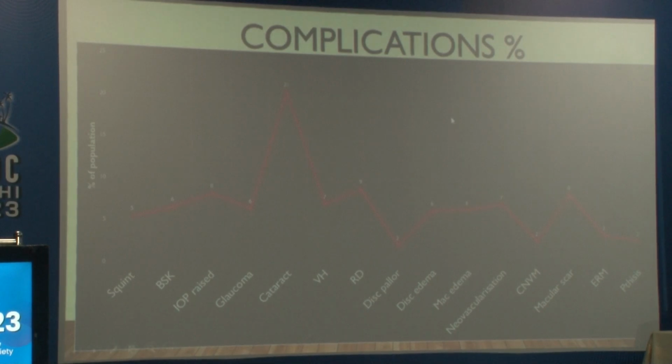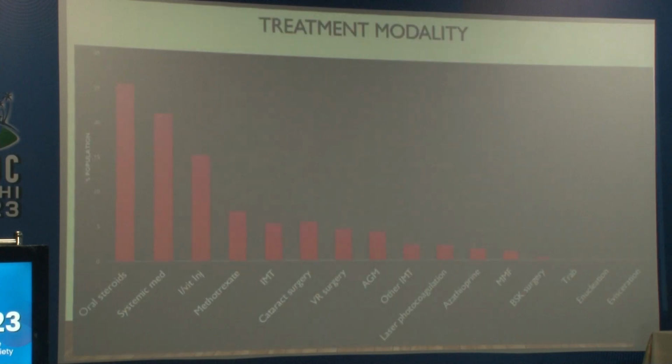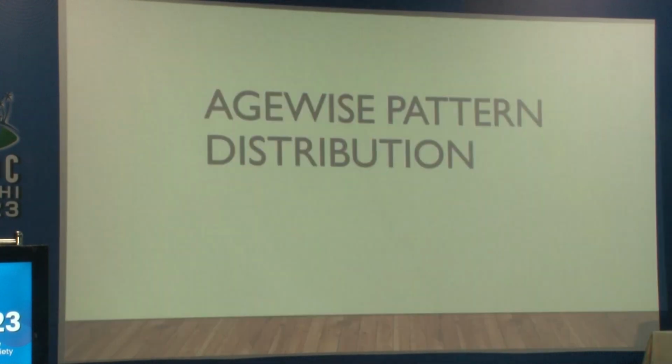Now on follow-up, what we have seen in uveitic pediatric patients is that the major complication they develop is cataract, followed by macular scar formation as the posterior segment complication. The treatment which we have given most to them is oral steroid, followed by systemic medications like antibacterial and antiviral medications. Now we try to classify it into the age-wise distribution.